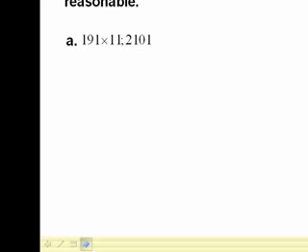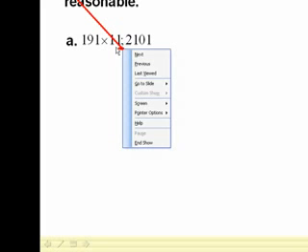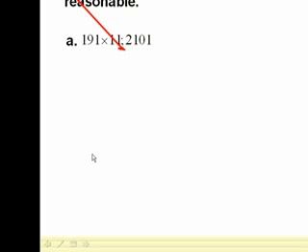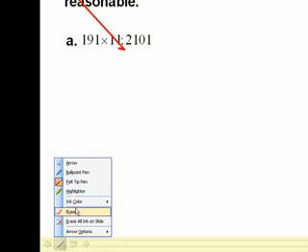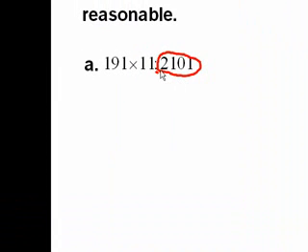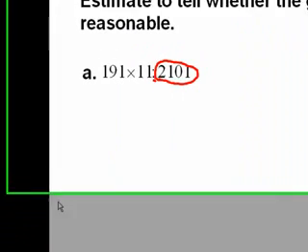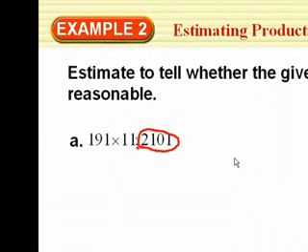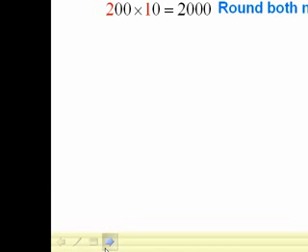so when they're written this way, it's kind of confusing. They're pretty close together. That little semicolon right here just tells you that this part right here is the answer. So we're supposed to tell whether that answer is reasonable. So we're going to take this and we're going to round our numbers, and it said to round them to the leading digit.